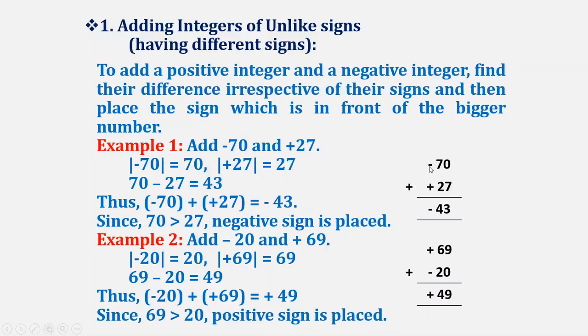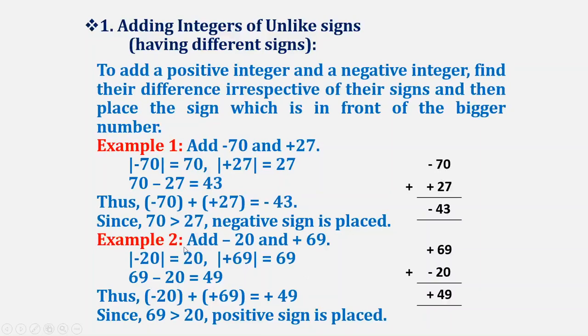If the given two numbers are having different signs, first we have to subtract the smaller number from the bigger number and put the sign which is in front of the bigger number. That's what you have to remember here.